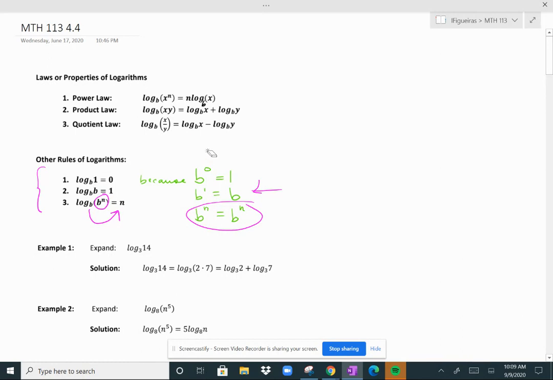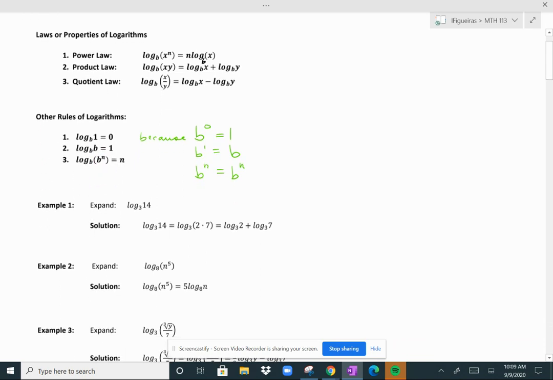All right, so let's practice using some of this information. Here, for number 1, I want to expand log base 3 of 14, right? So it appears there isn't much to do here, but 14 can get rewritten as a product. So I rewrote 14 as 2 times 7. So that's equal to log base 3 of 2 plus log base 3 of 7 when you apply the product law.